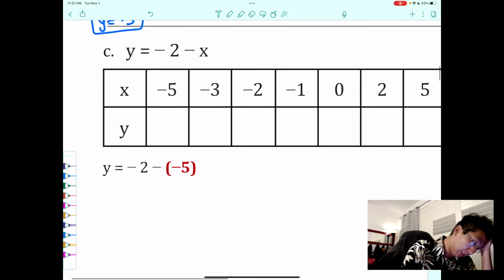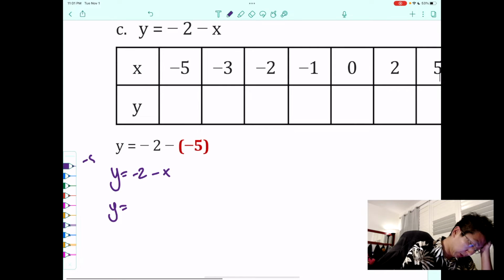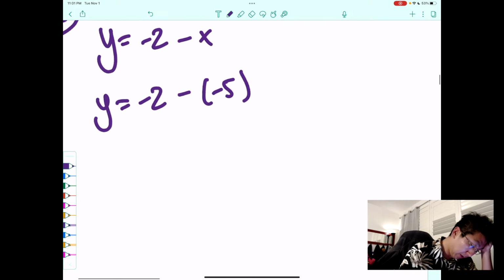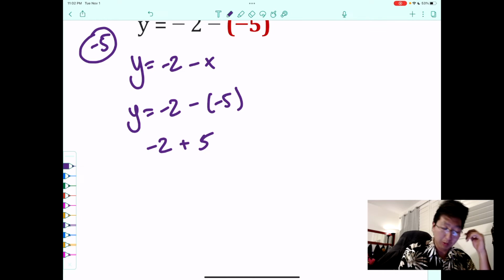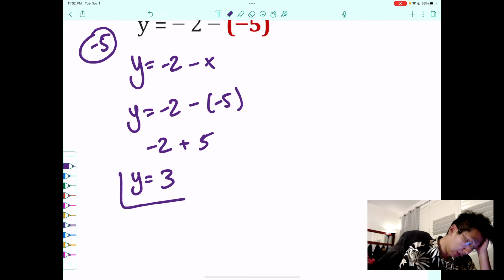Okay, so we have our equation. Y equals -2 minus x. For -5, y equals -2 minus x. Y equals -2 minus -5. We never change our first number. We change this to plus. Opposite of -5 is +5. -2 plus 5 is 3.